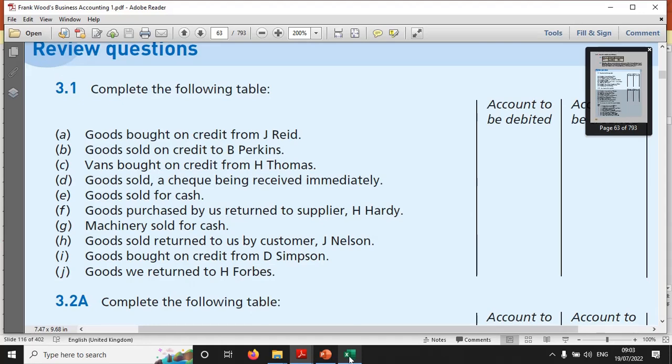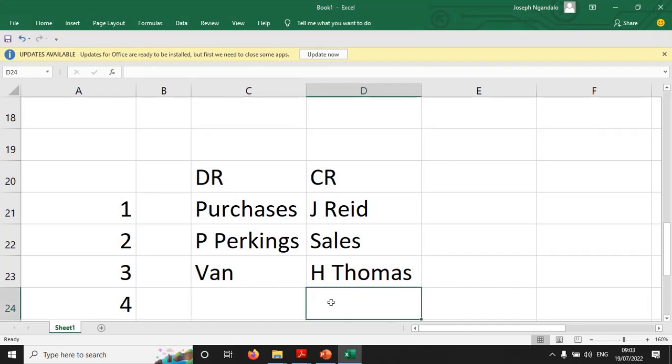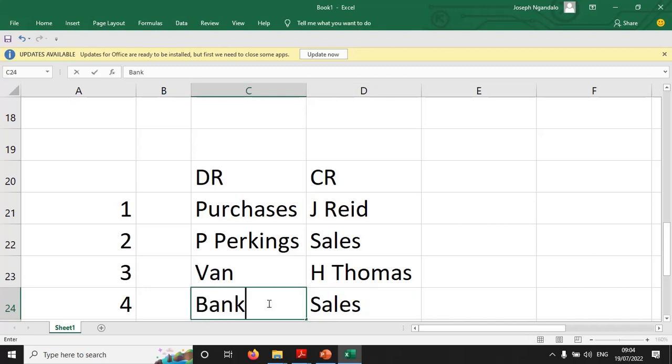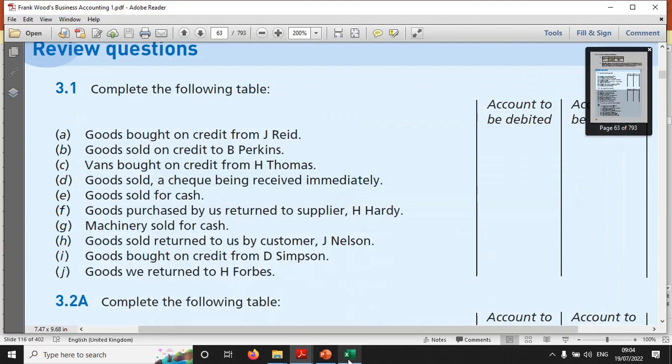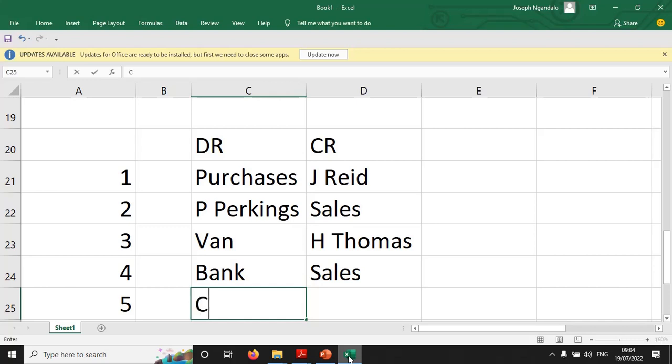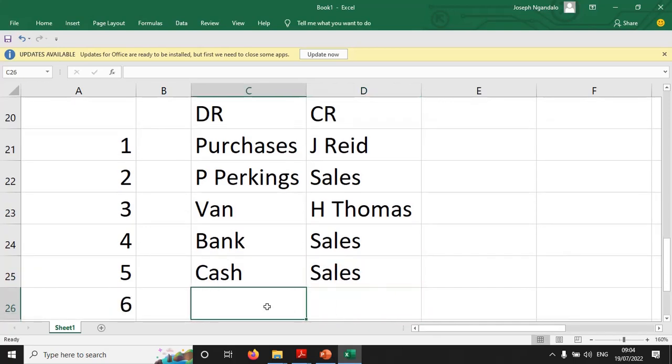Goods sold, a check being received immediately. When you sell goods, what do you have? Sales, eh? Cheap. But when they say a check being received immediately, we introduce what? Bank. Identify the accounts. Simple. Next. Goods sold for cash. Very cheap, eh? What is happening to your cash asset? It's increasing, eh? And then what do you have here? Sales, eh? I hope you're writing something. At the corner there? You're okay?